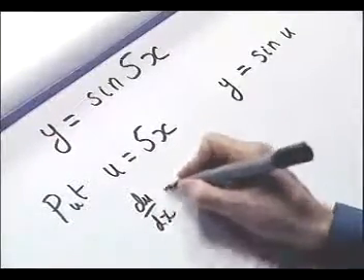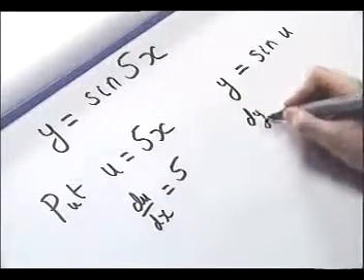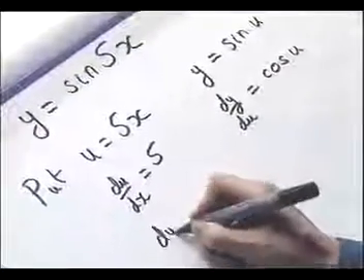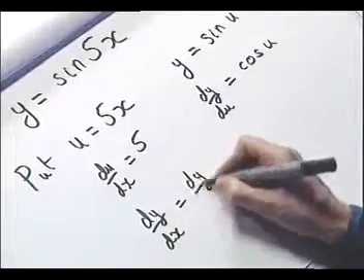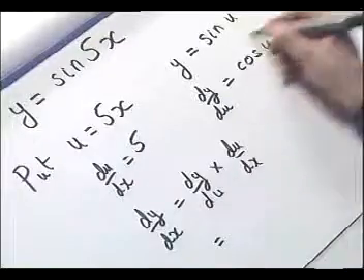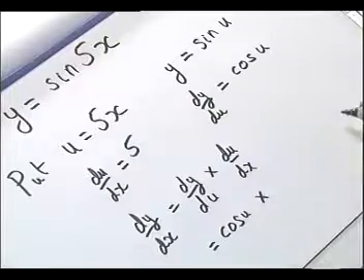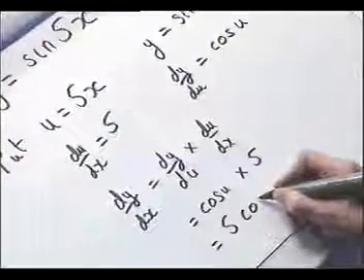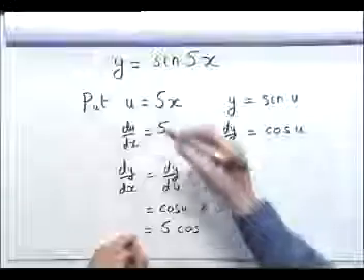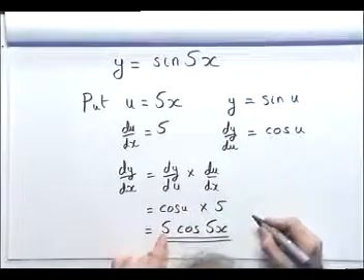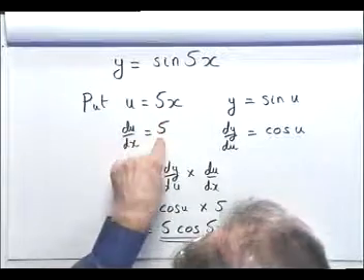Differentiating, du by dx is equal to 5, and dy by du is equal to cos u. Put the two bits together with the chain rule. dy by dx is equal to dy by du times du by dx. dy by du is cos u times du by dx here, which is 5. So let's bring the 5 to the front, 5 cos of, and now let's reverse the substitution. u is equal to 5x, so we'll replace the u by 5x. Now, notice how that 5 here and here has apparently appeared there. And it did so because the derivative of 5x was 5.